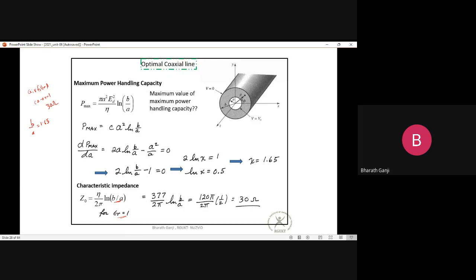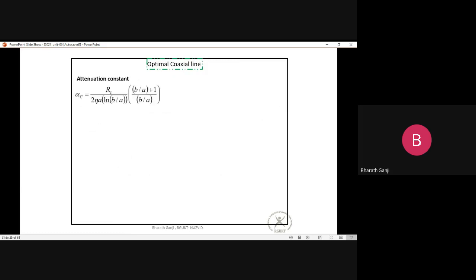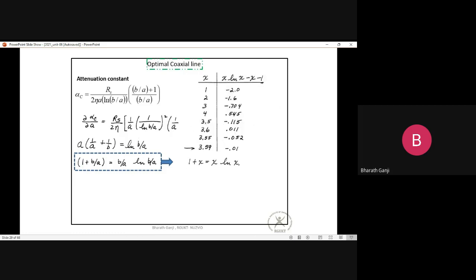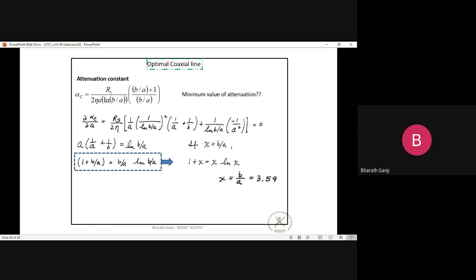Okay. So what is the minimum? In order to see what is the minimum attenuation constant I can get, again here also, if I take the derivative with respect to A, and find the value from this equation, we need to solve 1 plus x is equal to x into ln of x. It is a transcendental equation. You can find an approximate solution: if the b/a ratio is close to 3.59, then you can have the minimum value of the attenuation.